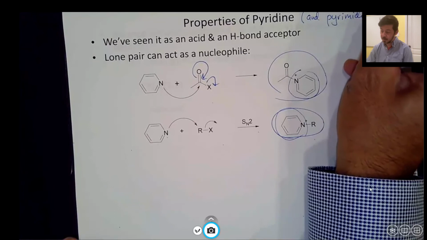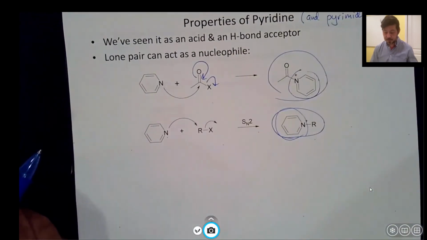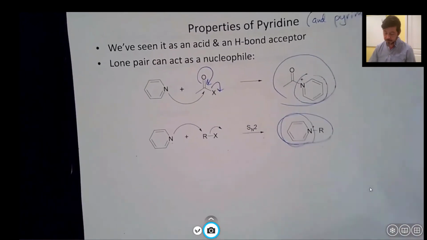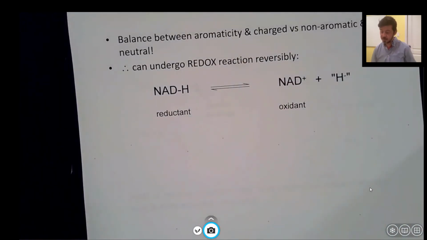So, properties of pyridine and pyrimidine. Okay, I want us to think a little bit about a balance between aromaticity and charged forms versus non-aromatic and neutral.